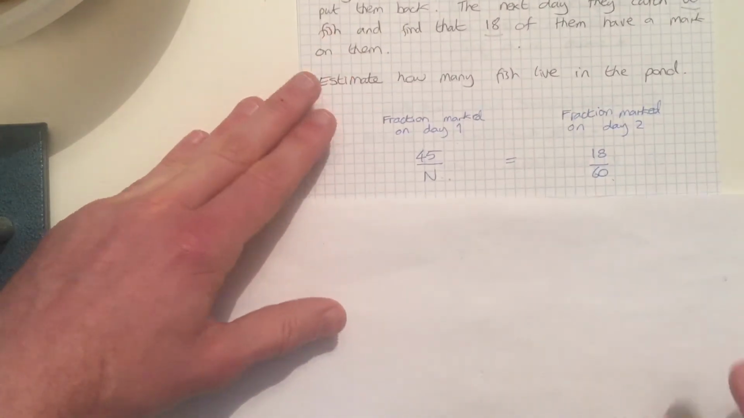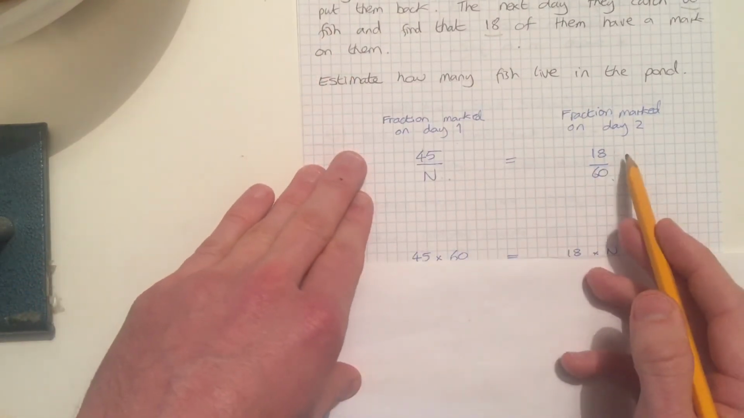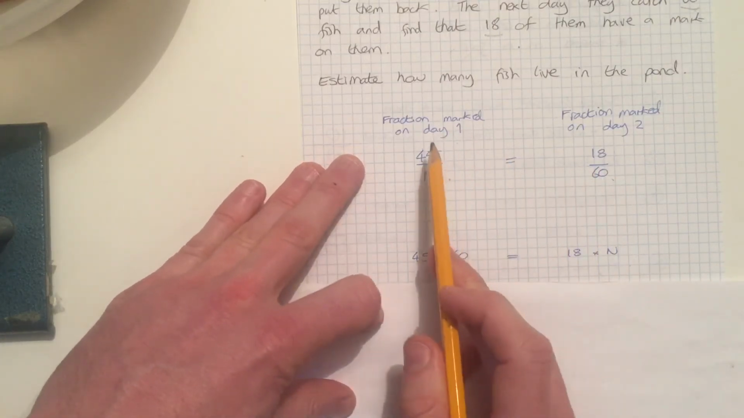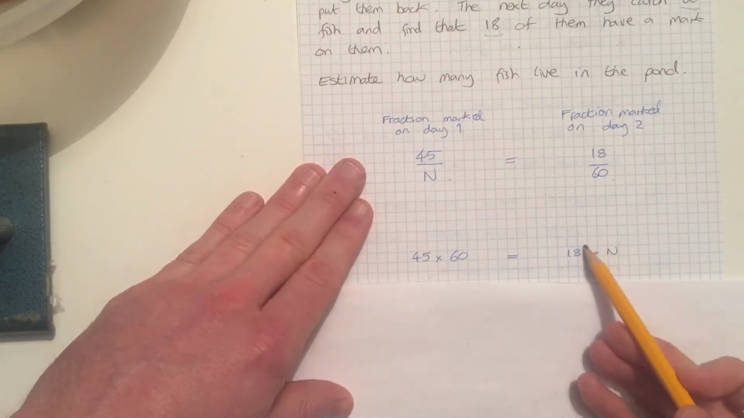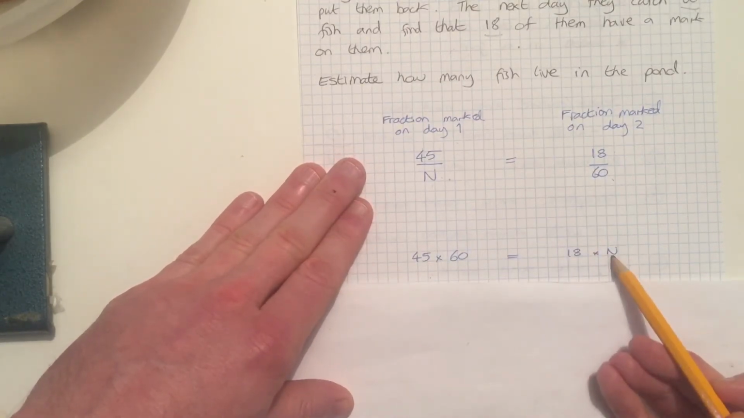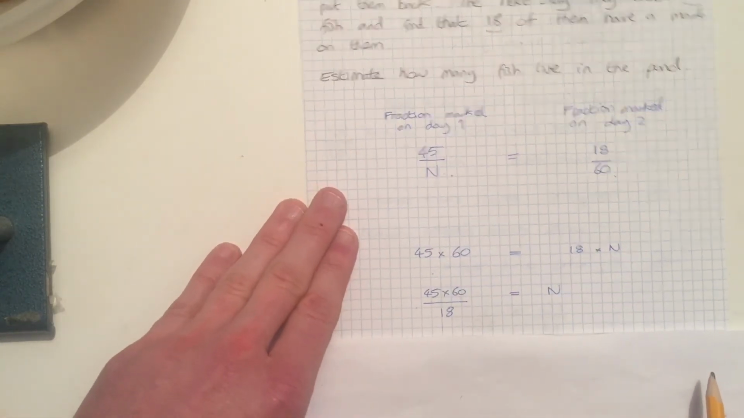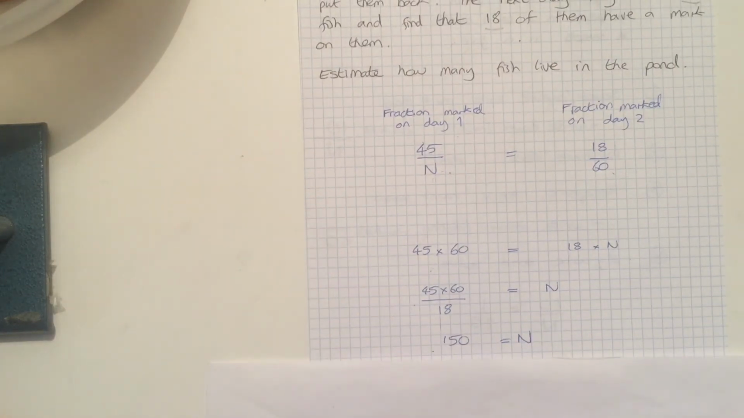Now I'm going to rearrange and solve this equation. So I'm going to times both sides by n and times both sides by 60. So move the 60 up here, move the n over here. Now I'm going to divide both sides by 18 to make n the subject. So if I divide both sides by 18, I get this. And if I type that into a calculator, I find that there are 150 fish in that pond, according to my estimate.